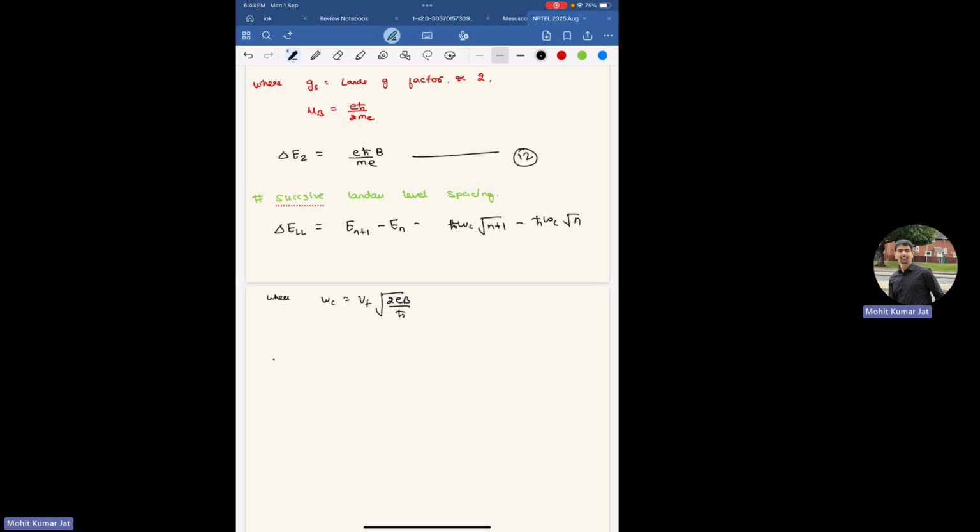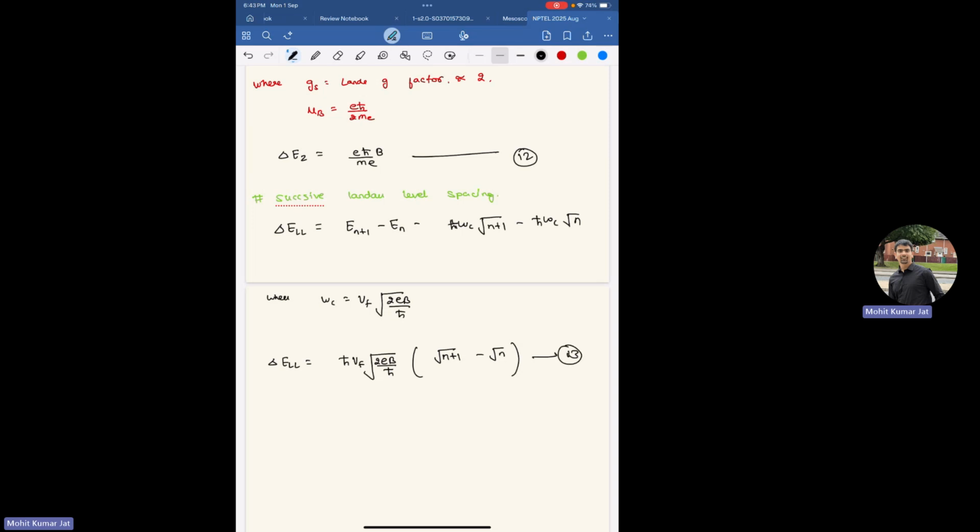So if you substitute this one also, ΔE_LL will be ħv_F under root 2eB/ħ times square root of N+1 minus square root of N. This is my equation number 13.